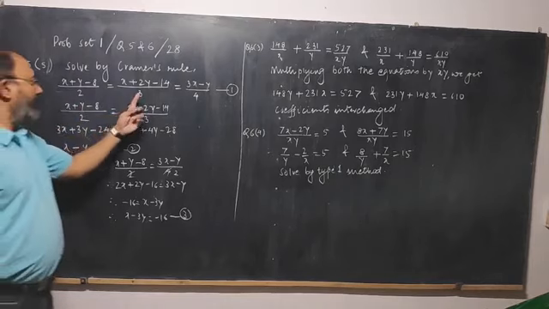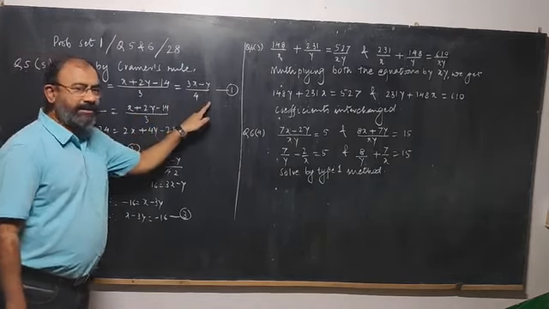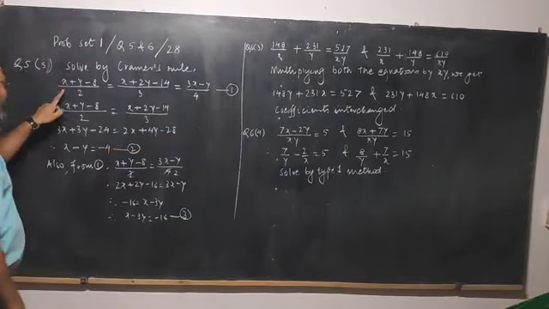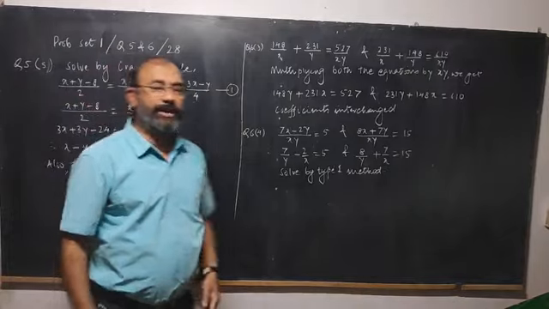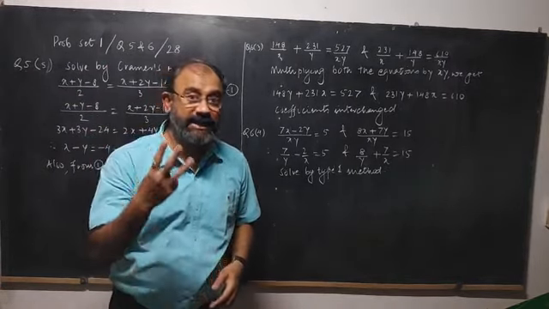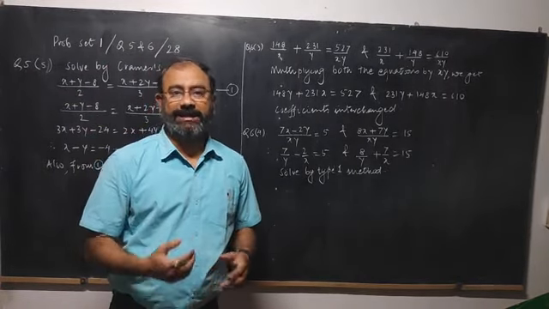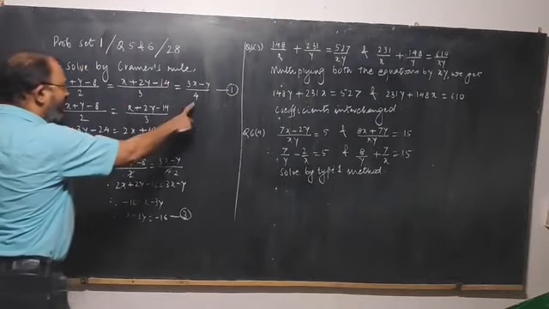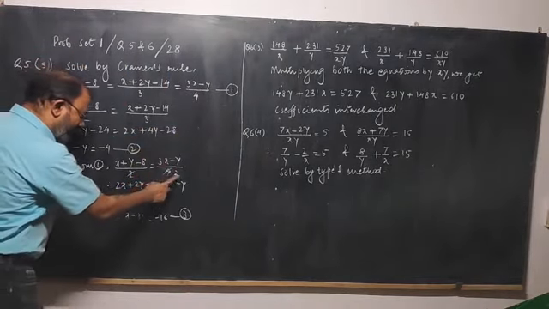Now by equating second and third, you can get one more equation in x and y. Also by equating first and third, you can get one more equation. So you can get three equations in x and y, but we need only two. So I am equating first and the third. So I wrote first and third equated.